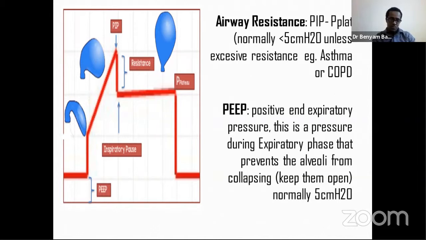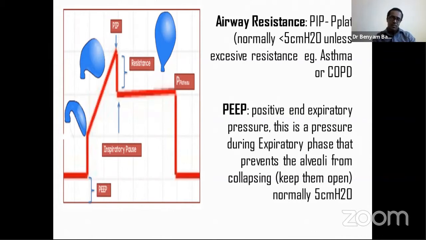So airway resistance is the peak inspiratory pressure minus the P plateau or plateau pressure. Normally it should not exceed 5 centimeters of water. If it exceeds that, it indicates there is resistance in the airway, especially the smaller and middle airways, usually associated with asthma or COPD.